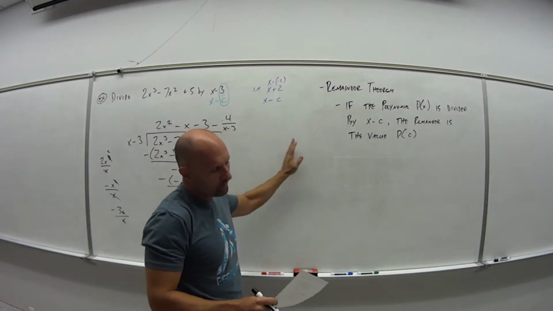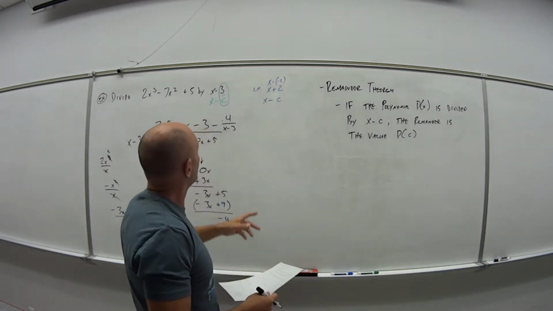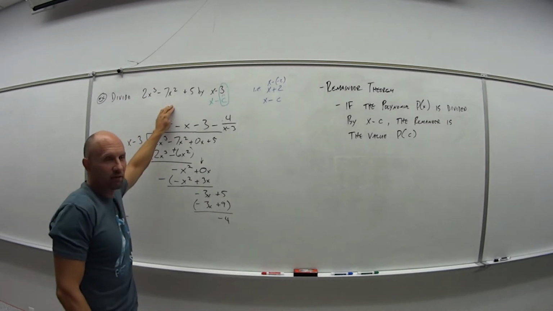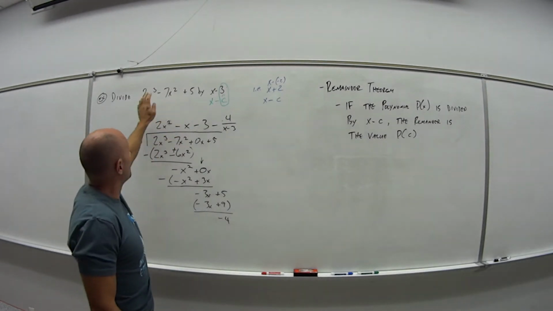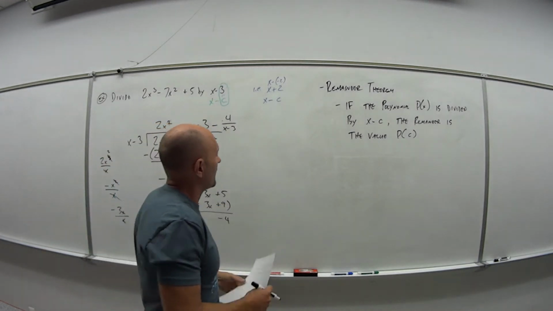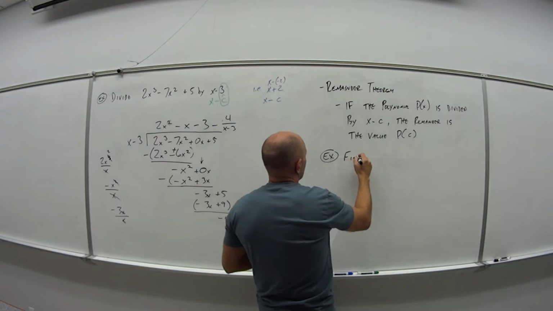So if I have a polynomial dividing by x minus c, whatever c is, if I plug that into the polynomial, simplify it, it should tell me what the remainder is. So let's go back to this example that's burning its ink into the board here, right? If I want to divide this by that, so let's call this example, find the remainder.